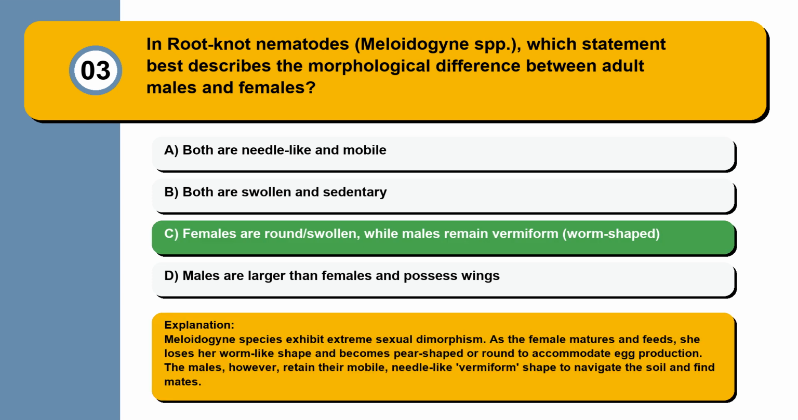Meloidogyne species exhibit extreme sexual dimorphism. As the female matures and feeds, she loses her worm-like shape and becomes pear-shaped or round to accommodate egg production. The males, however, retain their mobile, needle-like vermiform shape to navigate the soil and find mates.